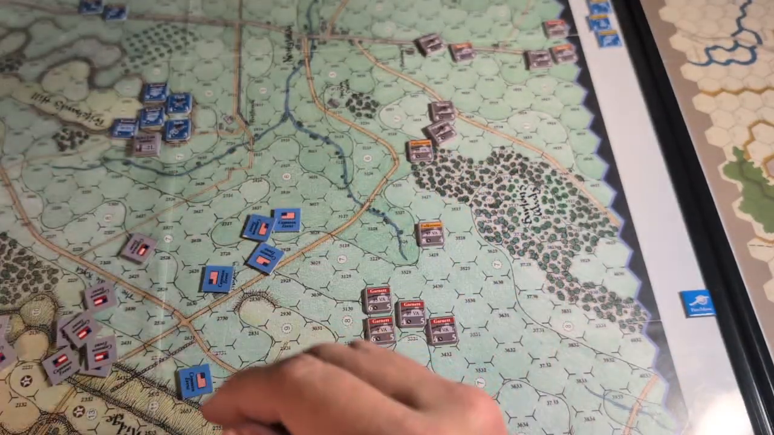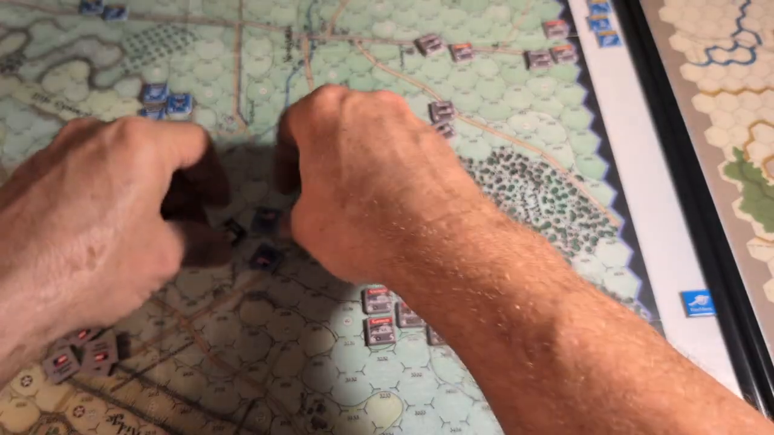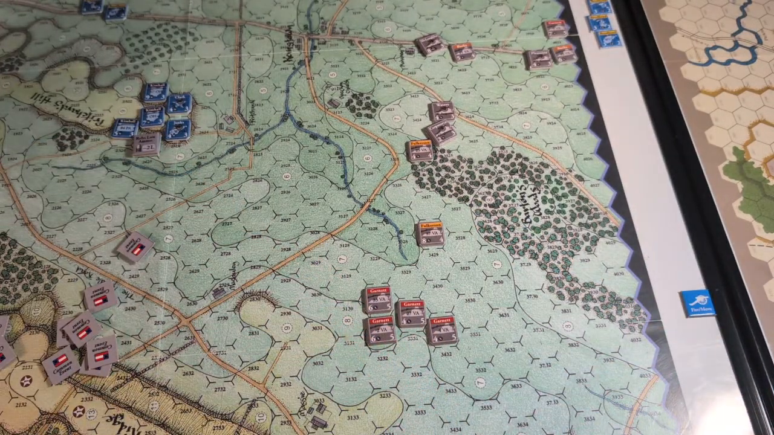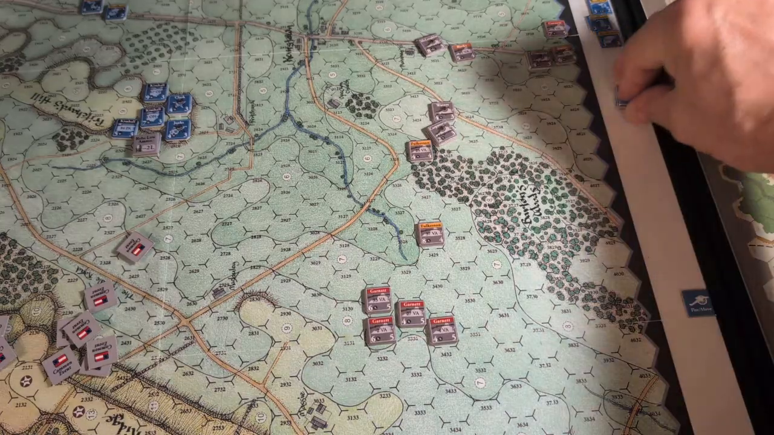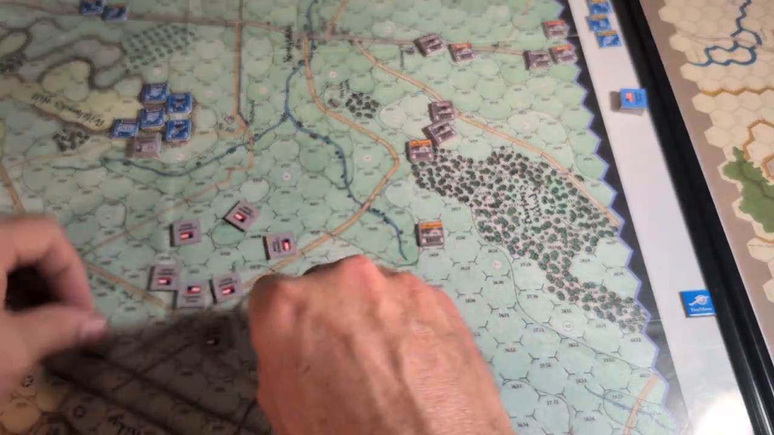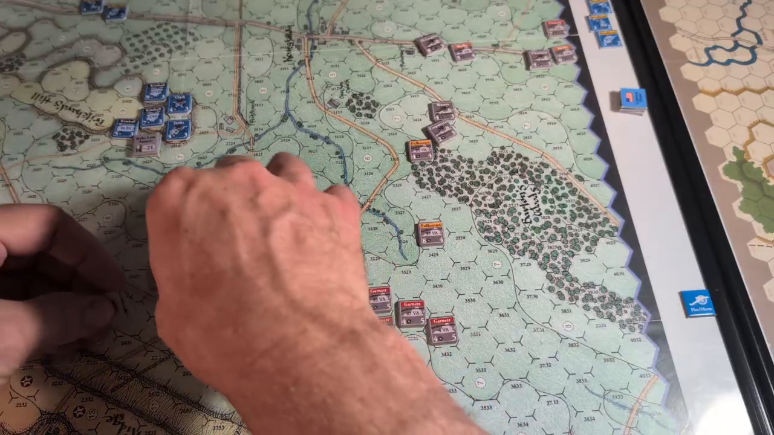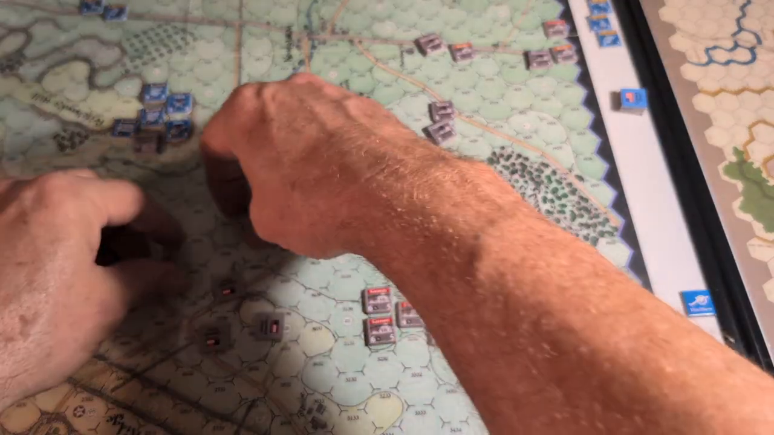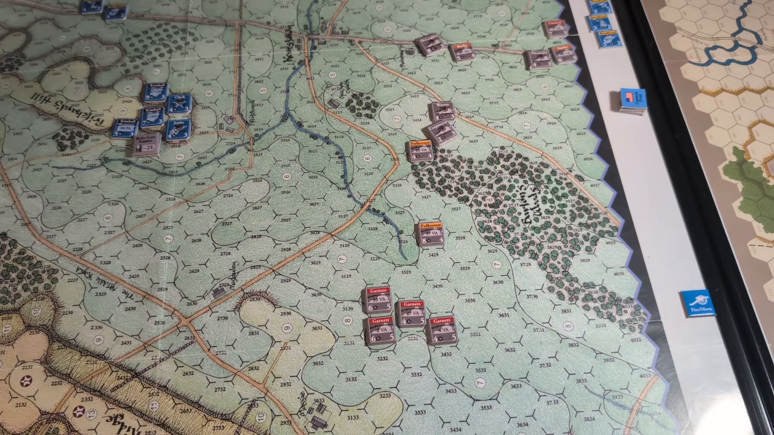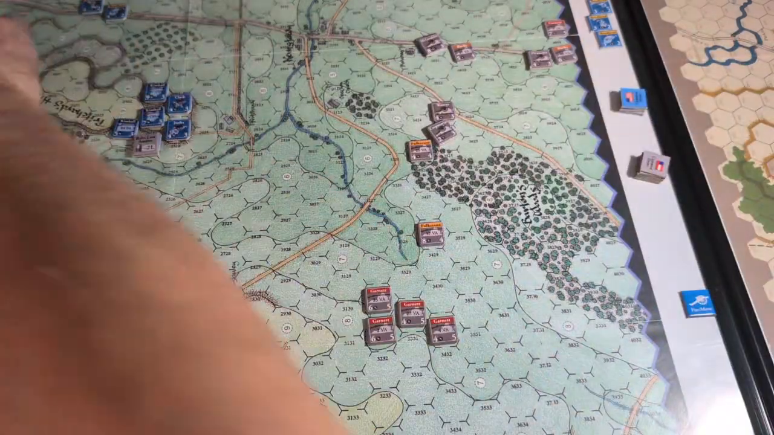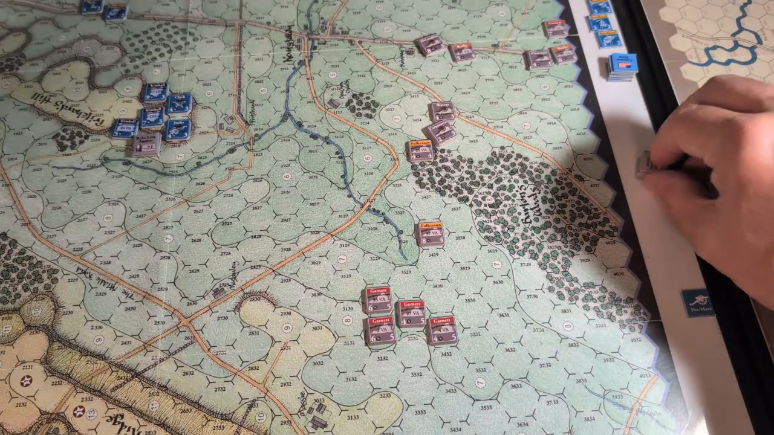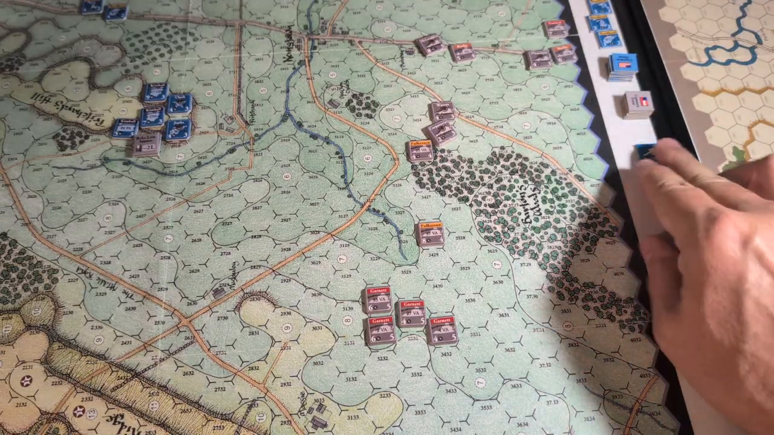There's 3. And for the Confederates, we've got 2, 3. The rest of these. Ooh. That was one I should have put in there, but I didn't. Okay.